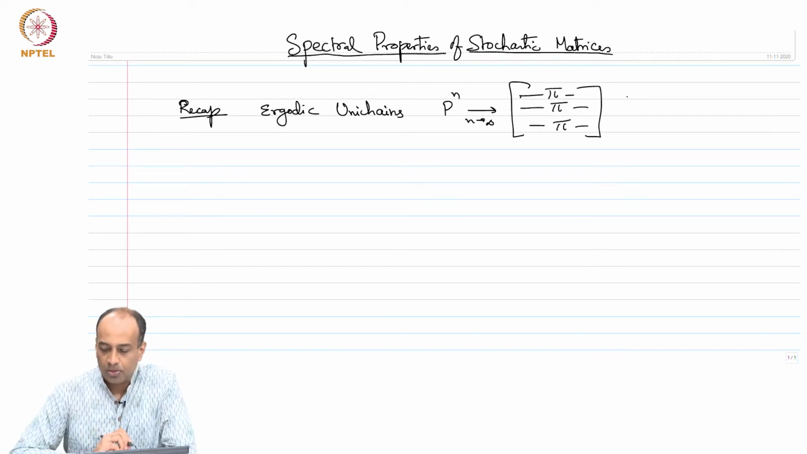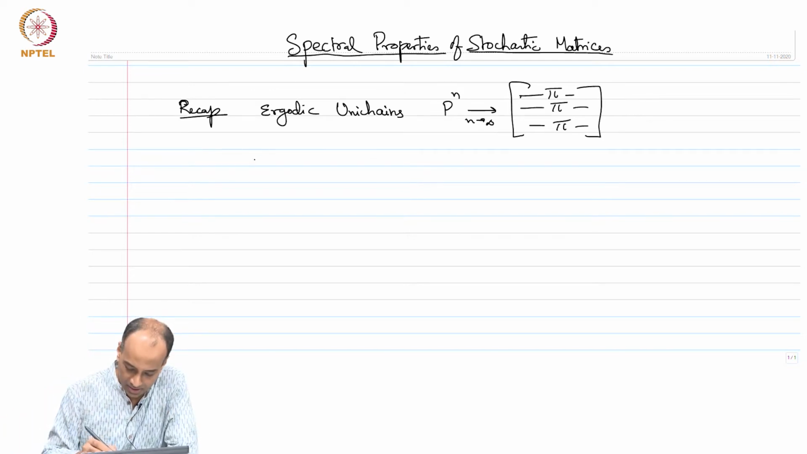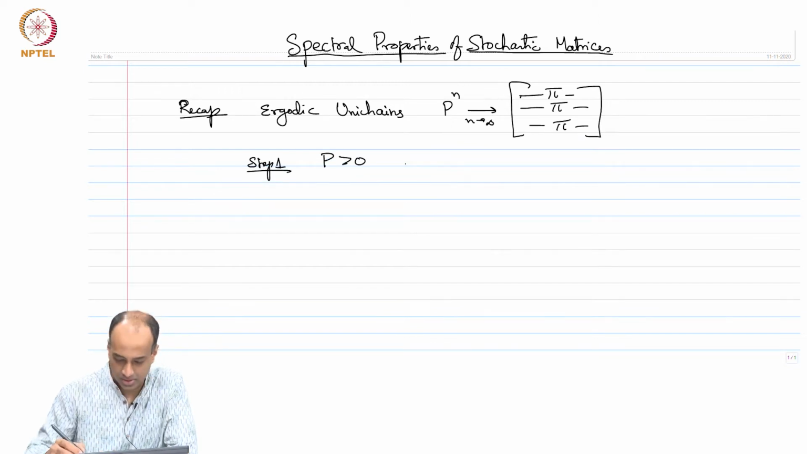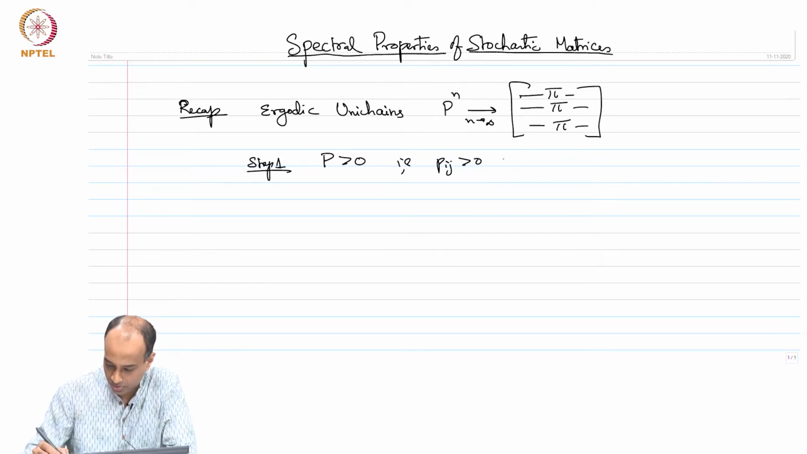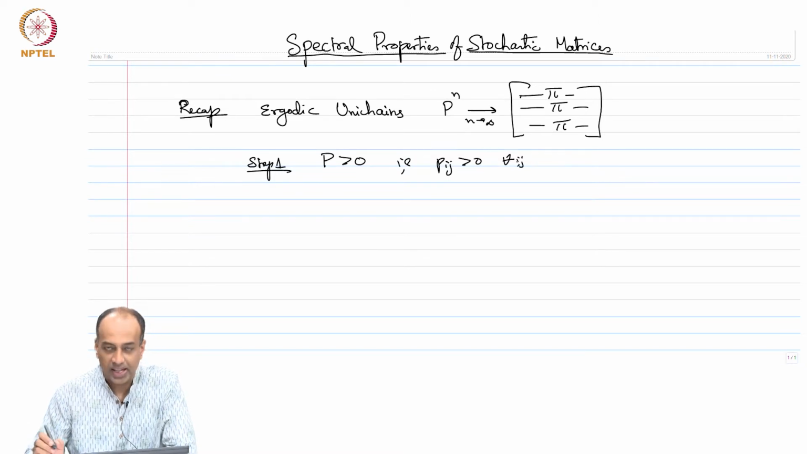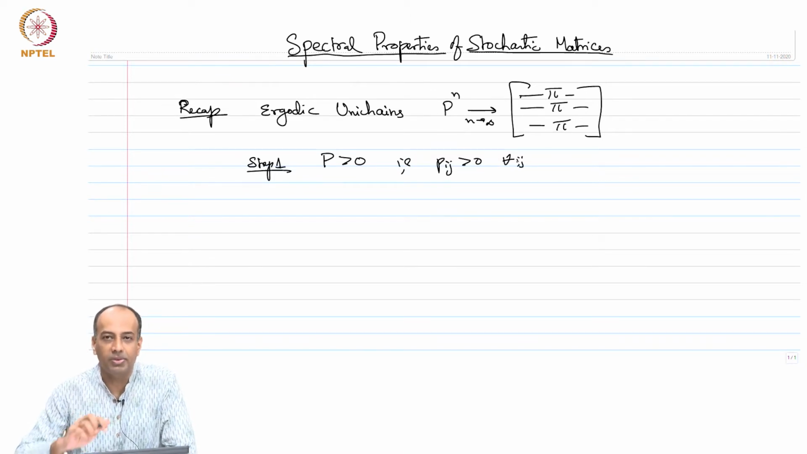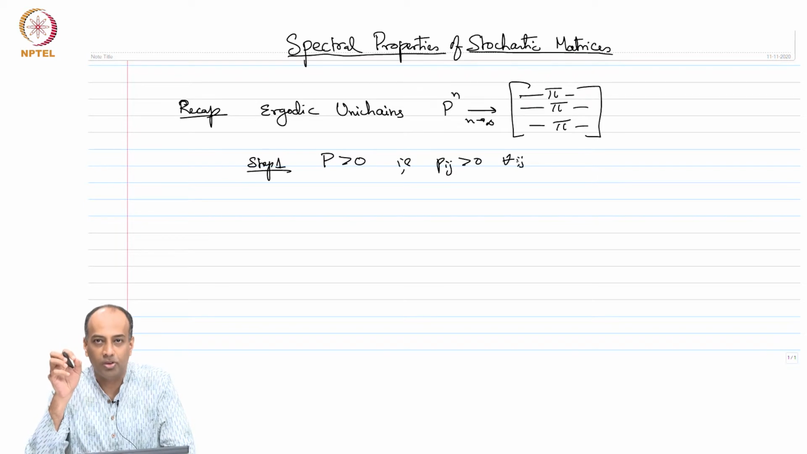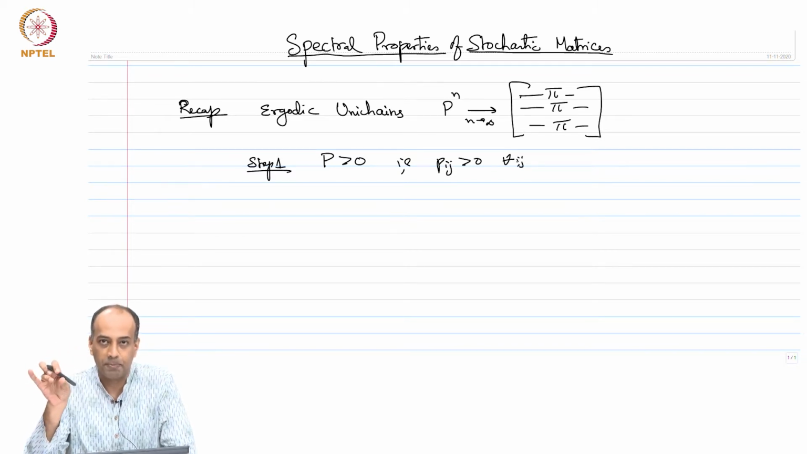Proving this took roughly three main steps. Step 1 was considering P greater than 0, i.e., all P i j were greater than 0 for all i, j. In this case, we looked at the difference between the maximum element in any column of P power n and the minimum element, and we said that the difference goes down geometrically fast as n goes to infinity.